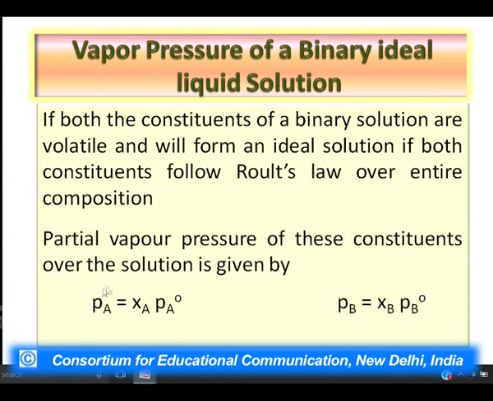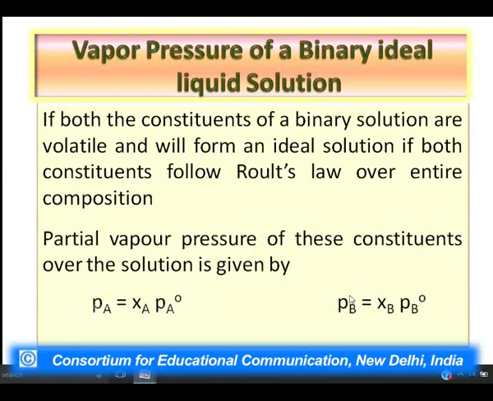For example, the partial vapor pressure of component A is equal to the product of the amount fraction of component A in solution multiplied with the vapor pressure of pure component A. And similarly, the partial vapor pressure of component B can also be obtained in this manner using Raoult's law, as the product of the amount fraction of component B times the vapor pressure of pure component B.